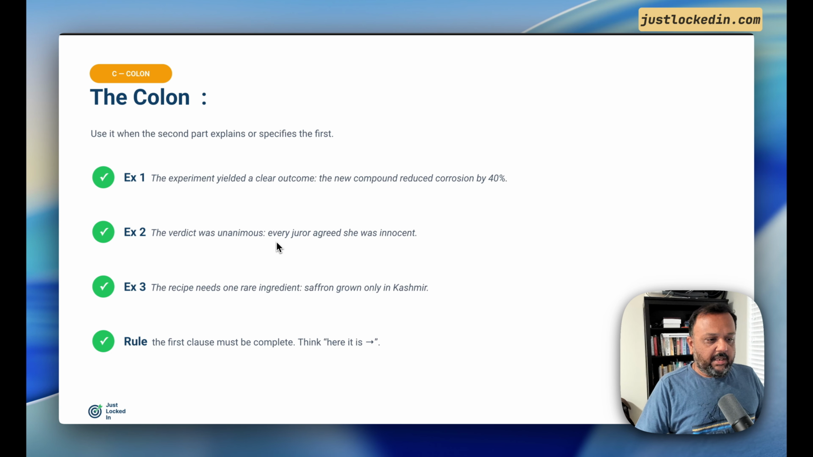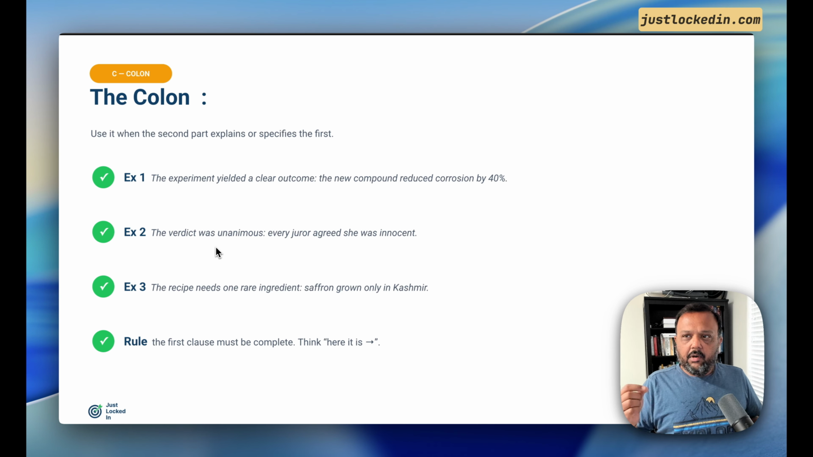So you would use something like this when you want to say, hey, all you guys blamed her for doing this, but the verdict was unanimous. Every juror agreed she was innocent. Okay, so you create that drama here. The recipe needs one rare ingredient, so you create that hype. Okay, and you create that intrigue, right? So what is that ingredient? Saffron grown only in Kashmir. Okay, so that's the rare ingredient that we are talking about.